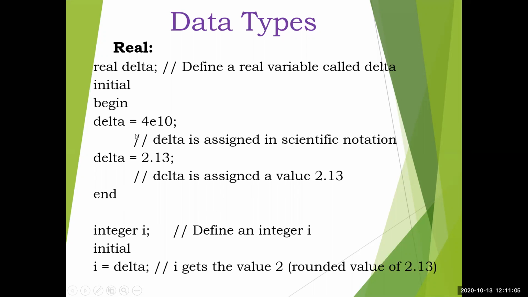So now what will happen? Delta is having 2.13. Since i is an integer, it gets the value 2, the rounded value of 2.13. Since it is less than 2.5, most of the time it will be 2. More than 2.5 it will be taken as 3 maybe. It depends on the host machine implementation. Okay.